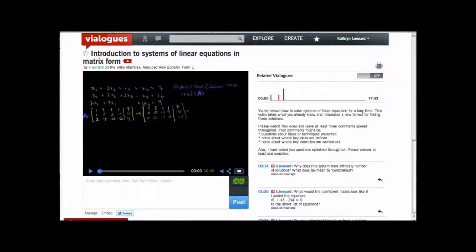Here are three examples of using Vialogues in three different classes. The first example is how I plan to use Vialogues in my upcoming linear algebra class, and the other two examples came from exploring existing Vialogues using the explore function in Vialogues.